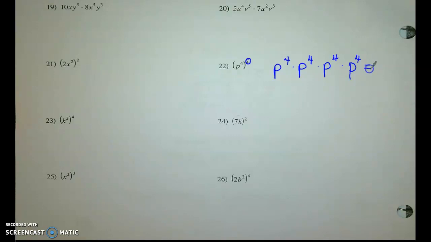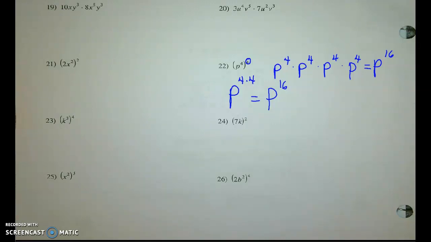And we know from our rule that we were just using that that would be P to the 4 plus 4 plus 4 plus 4. And so that would be P to the 16th power. Now our shortcut, our rule that we're learning is that P to the 4th power to the 4th power is P to the 4th times 4th, which means P to the 16th. We get to the same answer both ways, but it's quicker using our exponent rule of power to a power.